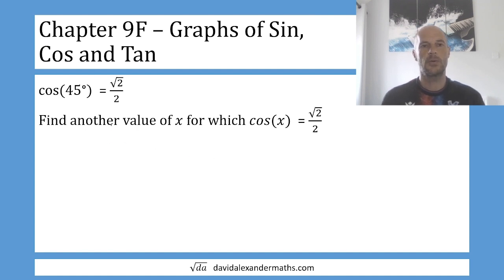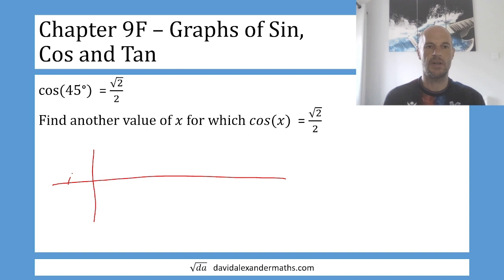Okay, so the cos of 45 is root 2 over 2. So again, let's find another value of x for which the cos of x is root 2 over 2. So here is my cos graph. Here we are at 360 degrees. Now this is 180, this is 90, so 45 is here, and that is giving me root 2 over 2.